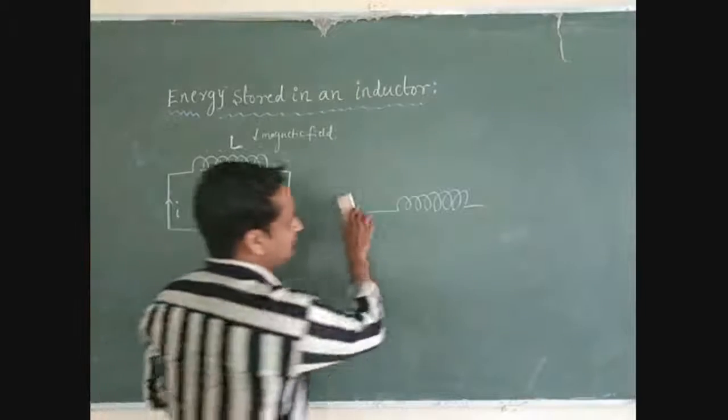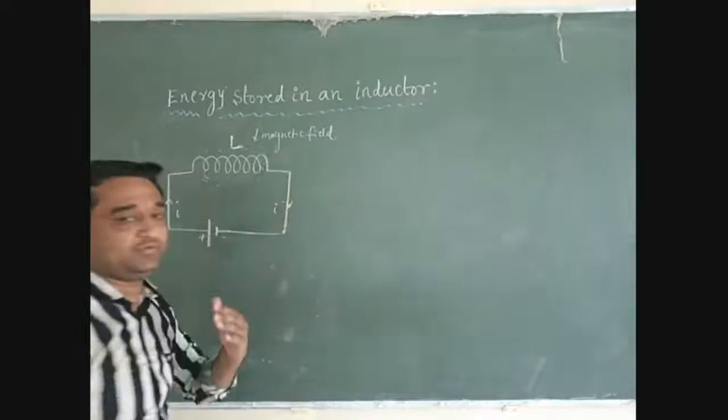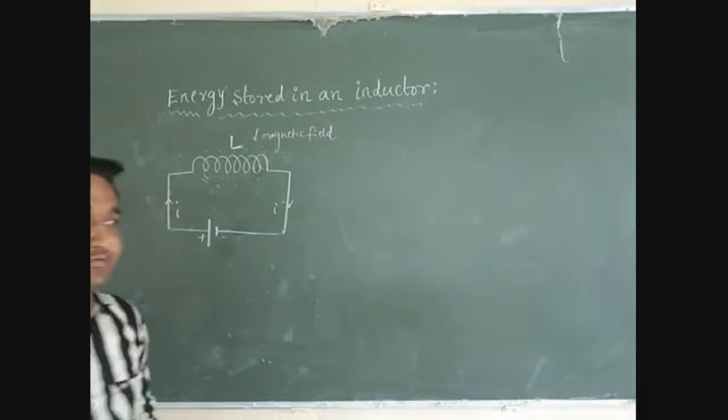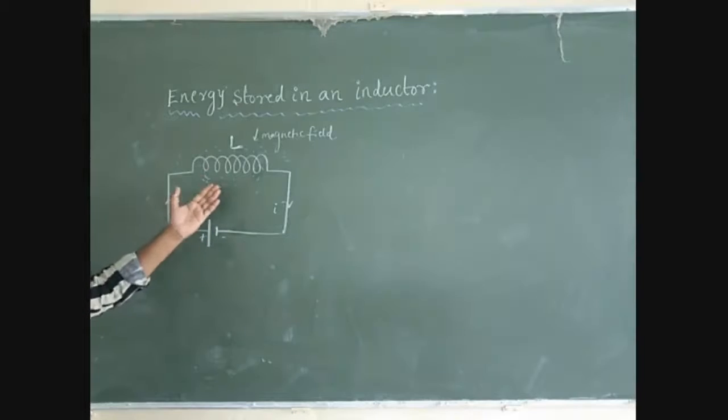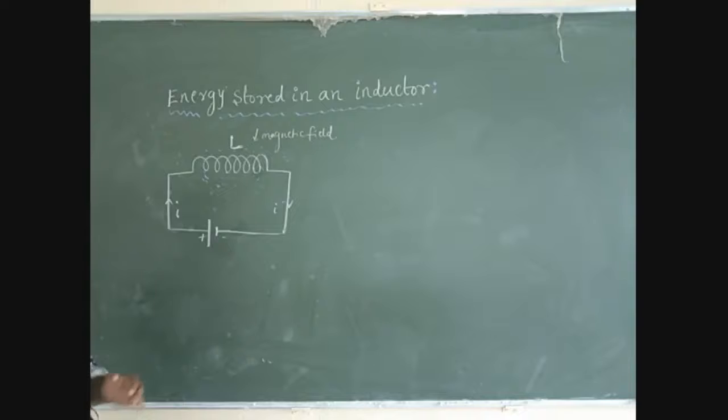Now let us derive the expression. You all know the circuit symbol for a resistor and a capacitor. Similarly, the circuit symbol for an inductor of inductance L is as shown in the figure here. It is connected to a battery. Now here we have to derive the expression for the energy stored in an inductor.